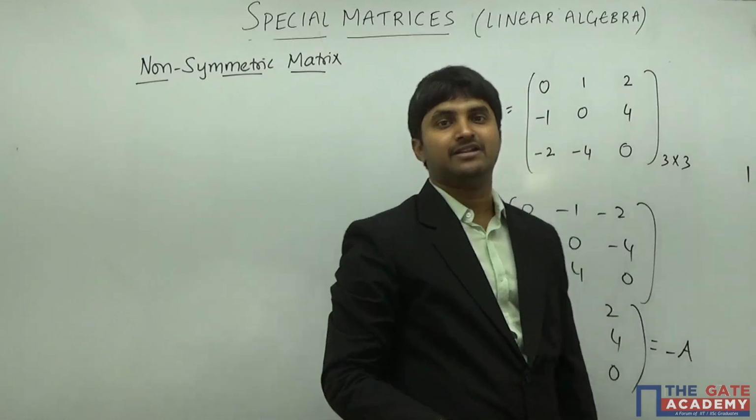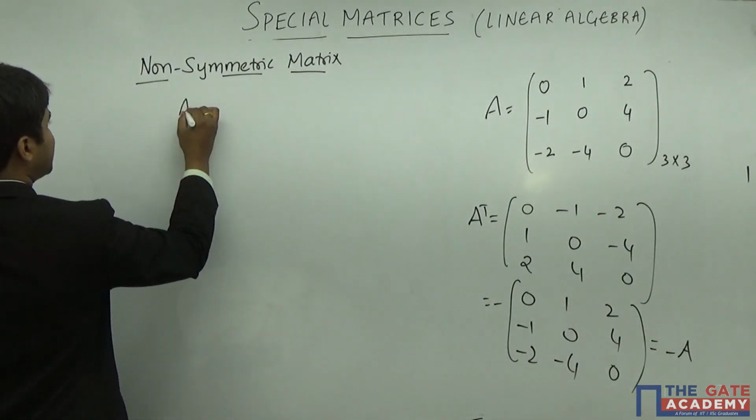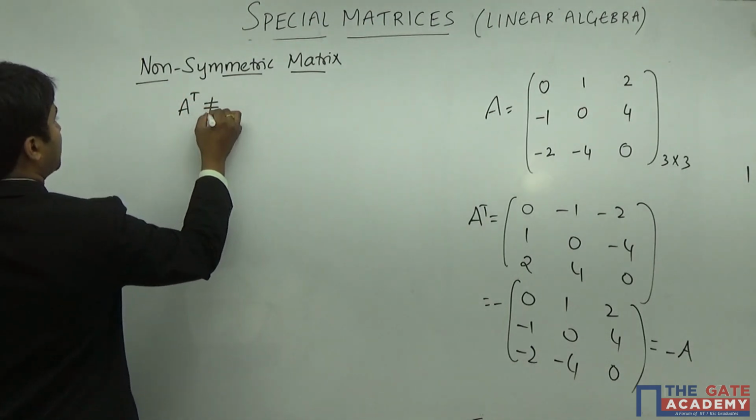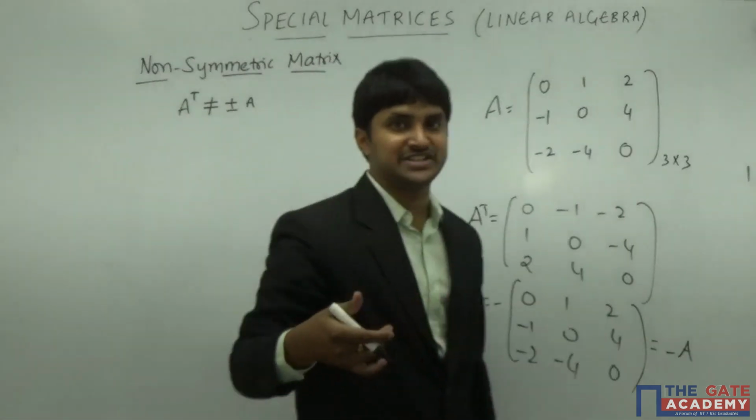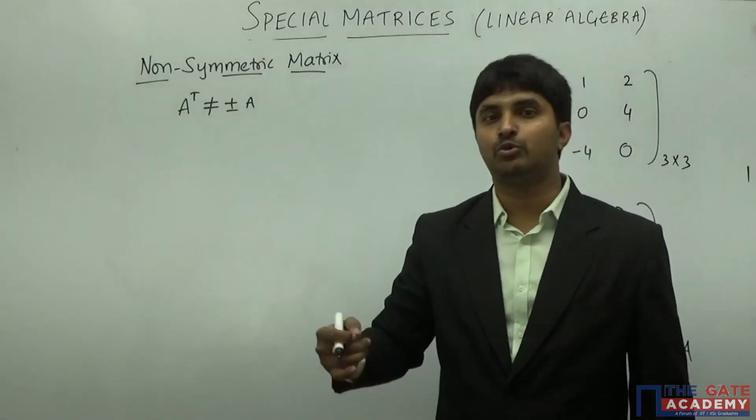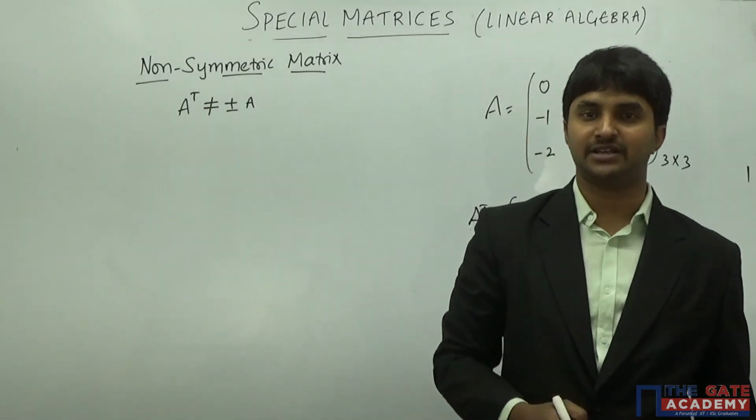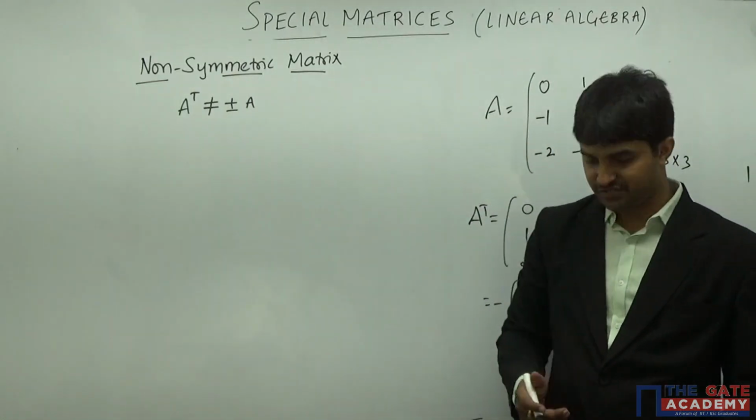So a non-symmetric matrix is a matrix which is neither symmetric nor skew symmetric. It means that A transpose is not equal to plus or minus A. We know that if A transpose is equal to A, we call it a symmetric matrix. When A transpose is equal to minus A, we call it a skew symmetric matrix. If neither of them is satisfied, it is a non-symmetric matrix.